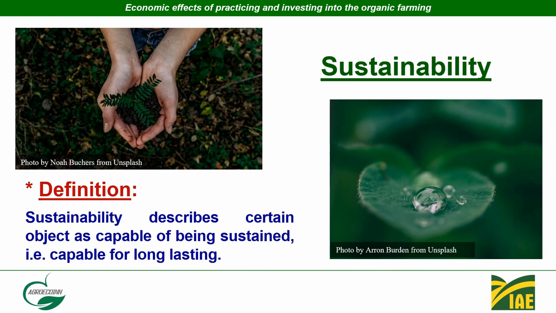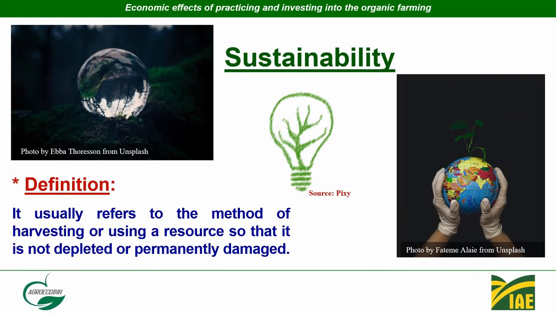The core definition of the term sustainable or sustainability describes a certain object as capable of being sustained or capable of long lasting. In natural sciences, the term sustainability usually refers to the method of harvesting or using a resource in such a way that it is not depleted or permanently damaged. In other words, the resource has to last or to continue for a long time.